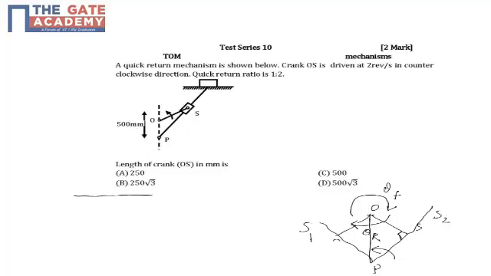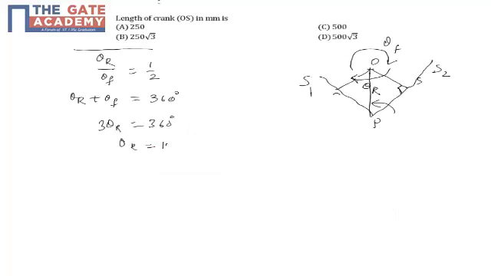this is theta f. The return ratio is determined in the sense that theta r by theta f is the quick return ratio, which is given as 1/2. Remember that theta r and theta f are the angles at one point and they cover the entire space, so theta r plus theta f has to be 360. Going by this, we can say that 3 theta r is 360 using 1 in 2, and theta r is 120 from this.